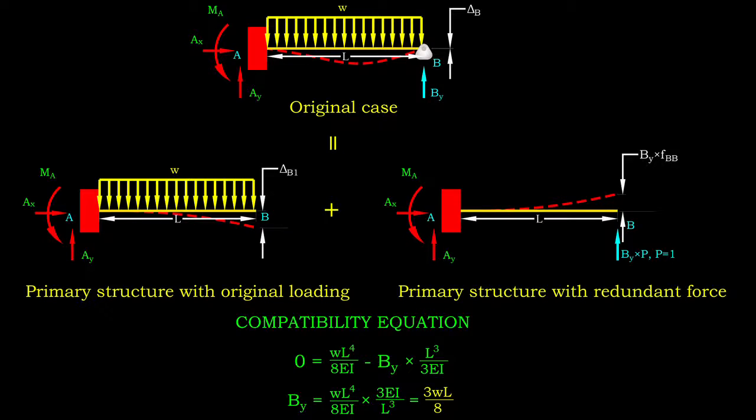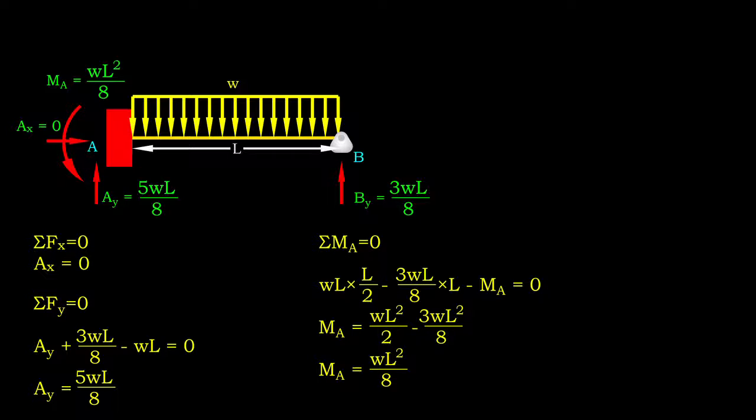After By is solved, we substitute it back to our original structure. At this point, we can solve for remaining support reactions by using equilibrium equations.